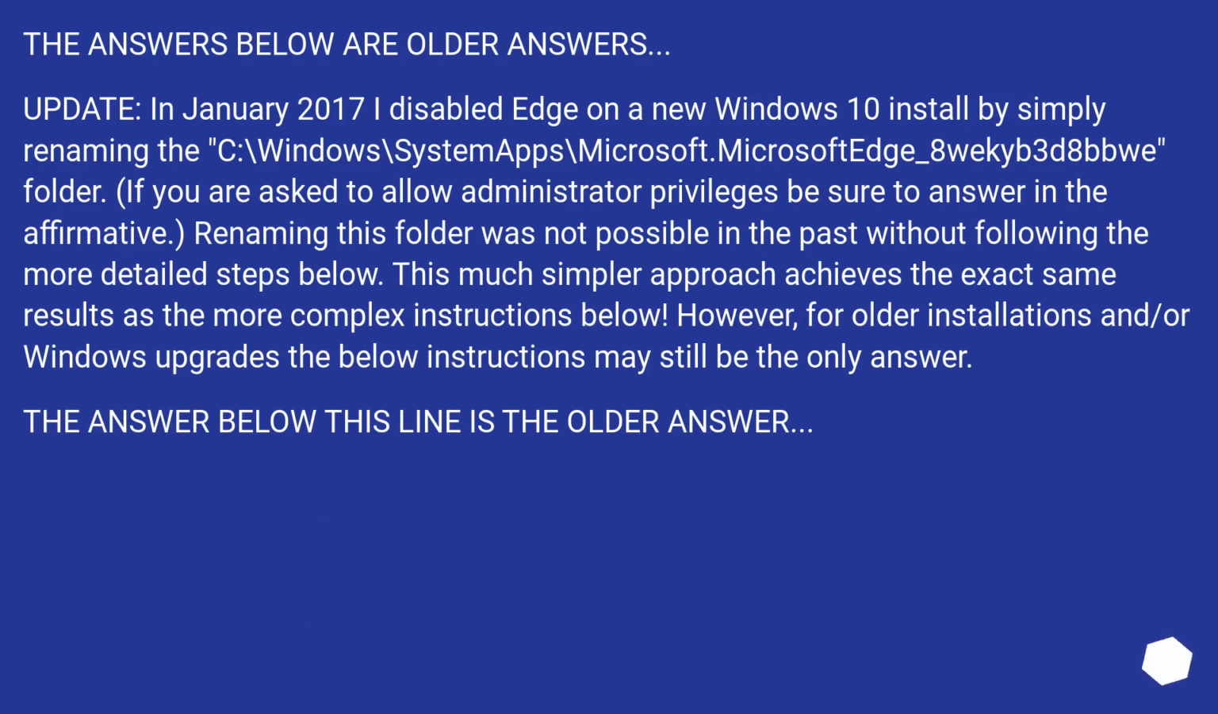The answers below are older answers. Update: in January 2017 I disabled Edge on a new Windows 10 install by simply renaming the c:\Windows\Microsoft.MicrosoftEdge_8wekyb3d8bbwe folder. If you are asked to allow administrator privileges, be sure to answer in the affirmative. Renaming this folder was not possible in the past without following the more detailed steps below. This much simpler approach achieves the exact same results as the more complex instructions below. However, for older installations and/or Windows upgrades, the below instructions may still be the only answer. The answer below this line is the older answer.